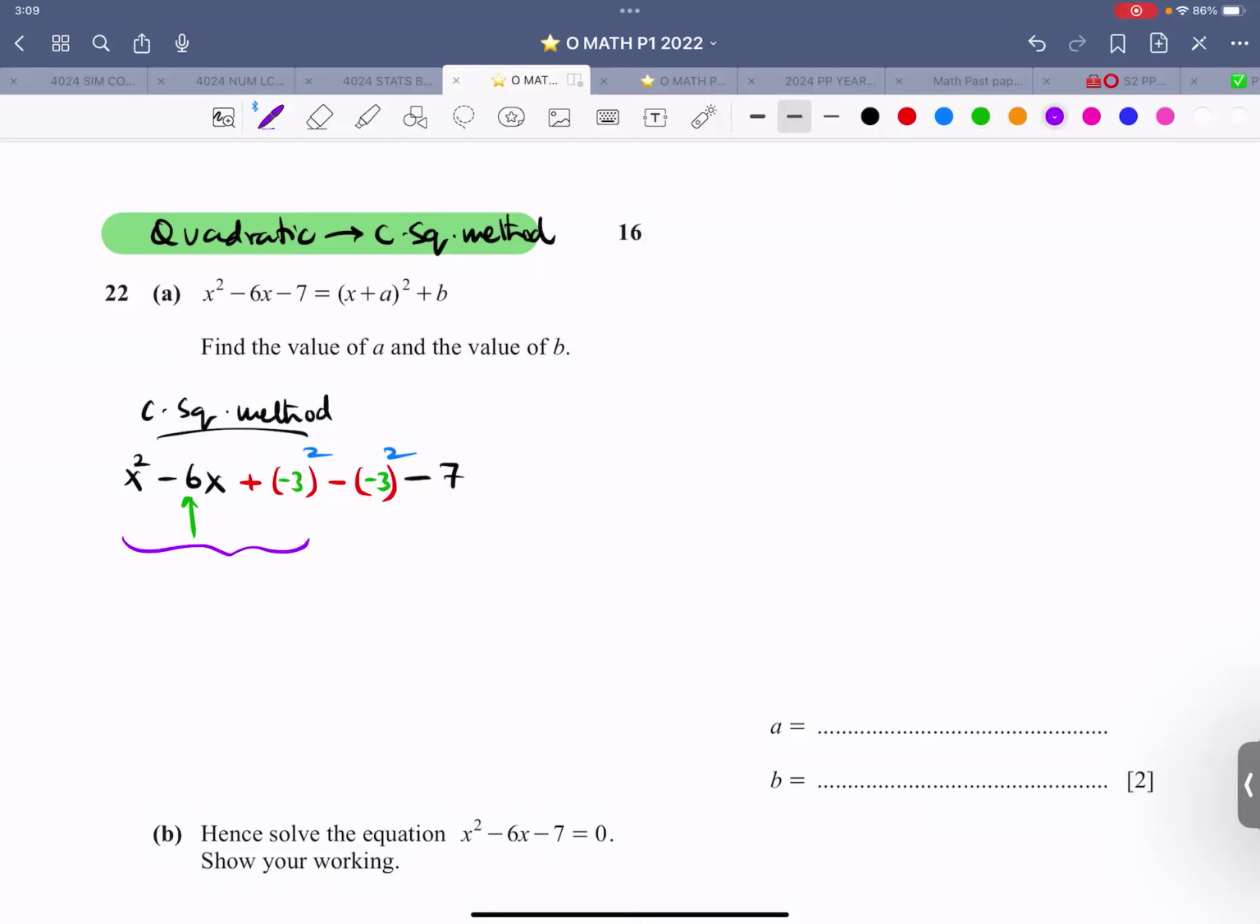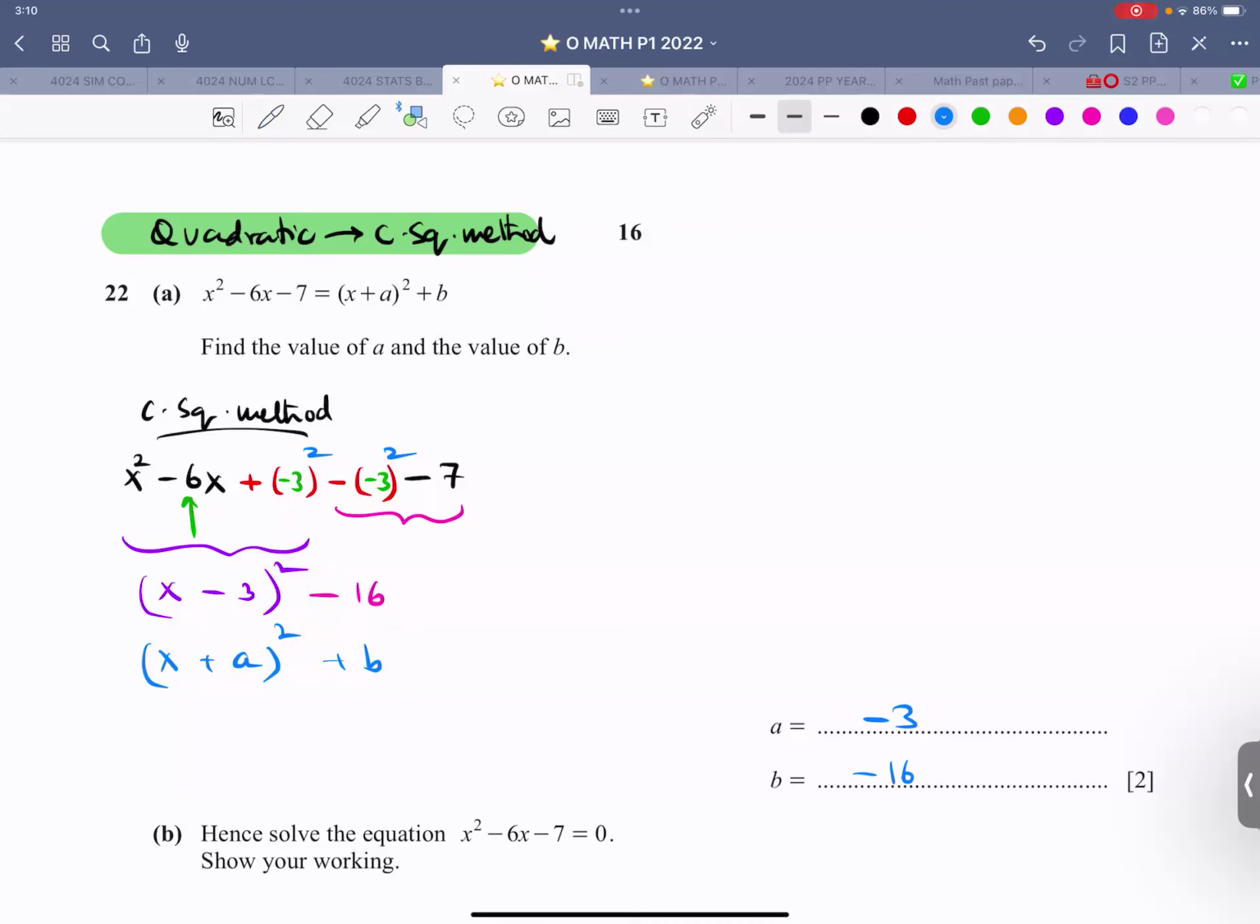Rewrite the first three terms as a perfect square. So x square, we take the x -3 over here and the whole thing square. And then this is -9 -7, that is -16. And then we will compare it with x plus a whole square plus b. So we will see x in place of x, square in place of square, plus a is -3, plus b is -16. So a is -3, b is -16.